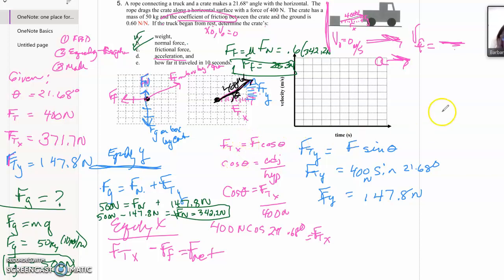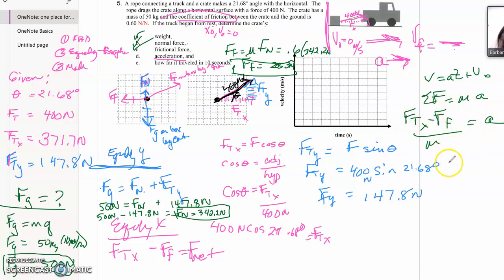Well, I mean, there are lots of different ways to get acceleration. I could look at v equals at plus v naught. I could look at anything that has an A in it. I could look at sum of F equals ma. To me, that looks like the easiest, right? Because the F net is F tension x minus F friction, and I have both of those, right? And I have m. So that seems like a pretty fast way to do it.